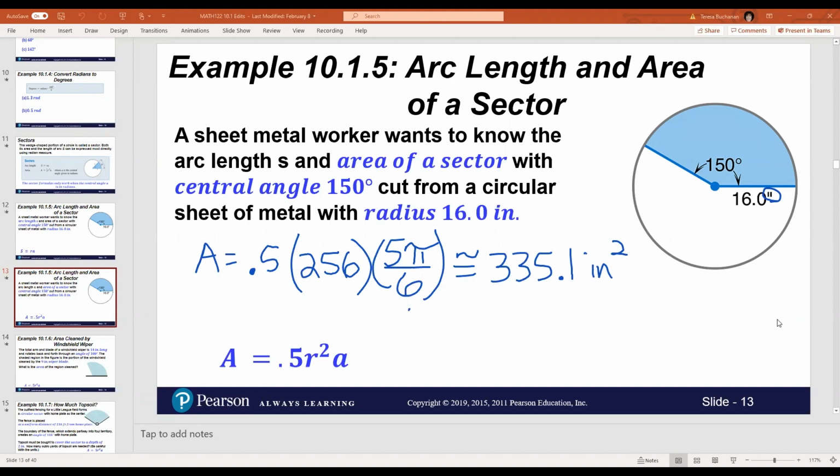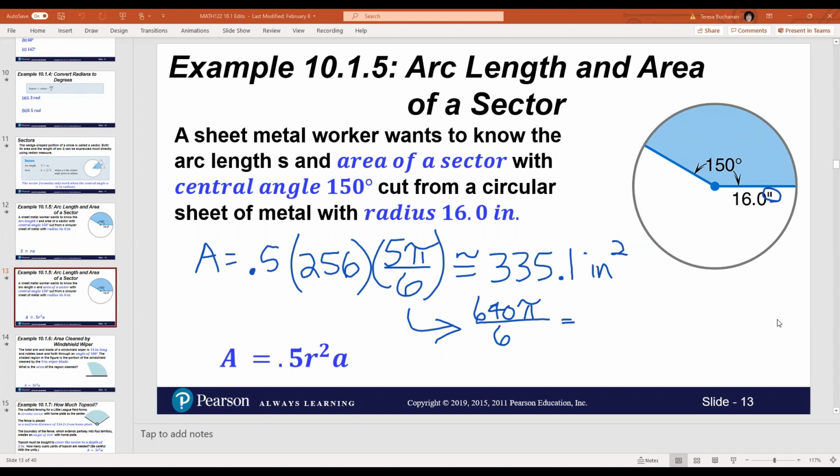If for some reason you needed the exact form of that, you could certainly get it. It would be 128 times 5. So the exact form, if you needed it, all I'm doing is multiplying the 1/2 times the 256 times the 5 in the top. That's 640. So I have 640 pi over 6.